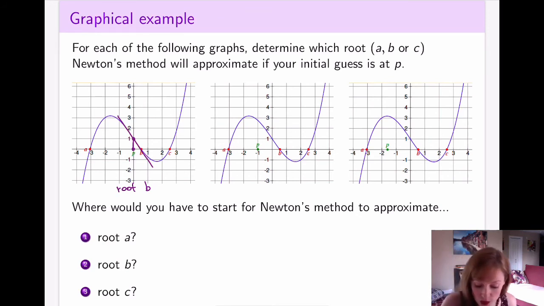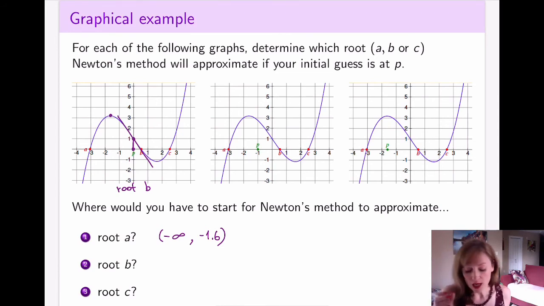So for the first part here, it looks like past this point is where the tangent lines will diverge from A. So to approximate root A, I have to be somewhere between, let's say, minus infinity and this point right here. So let's call it minus 1.6. Okay? Using similar logic, please think about what are the intervals for your choice of x naught that will land you near root B and near root C.